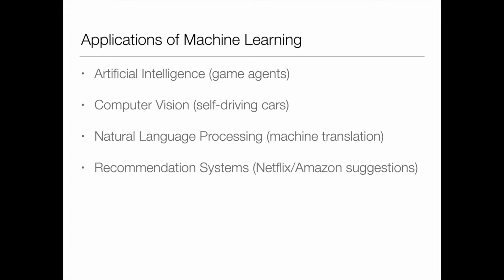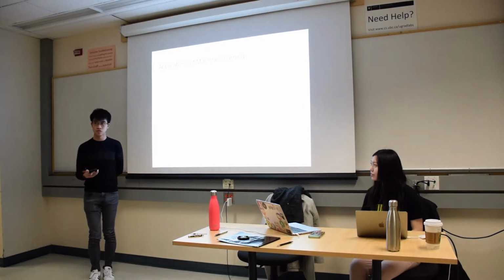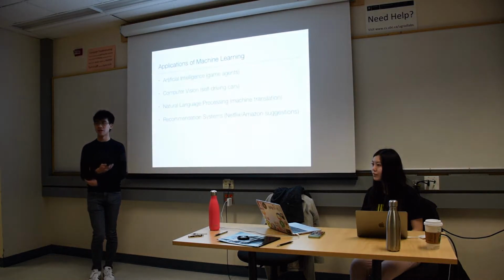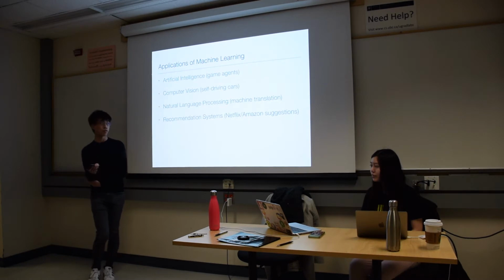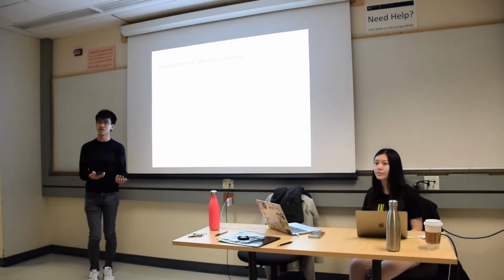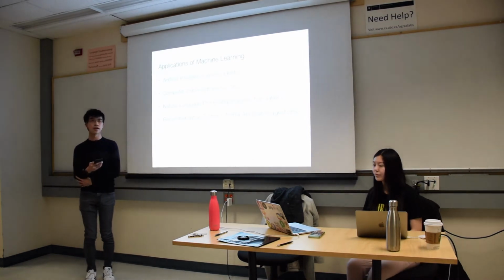And recommendation systems. Netflix and Amazon, two huge tech giants, they obviously have a lot of data, and what they want you to do is they want to recommend you things to buy or new things to watch so that you keep using their services, right?